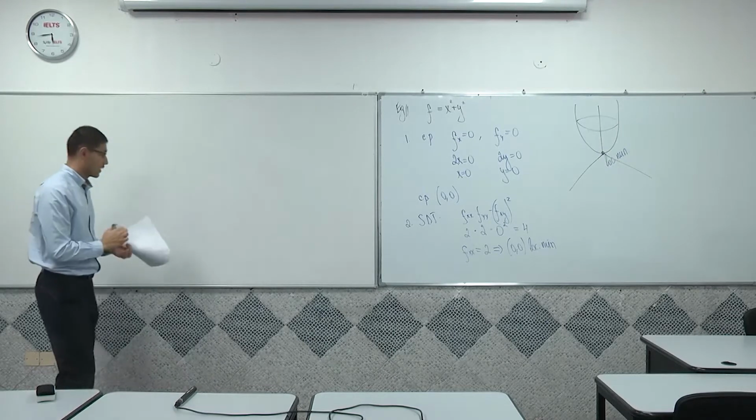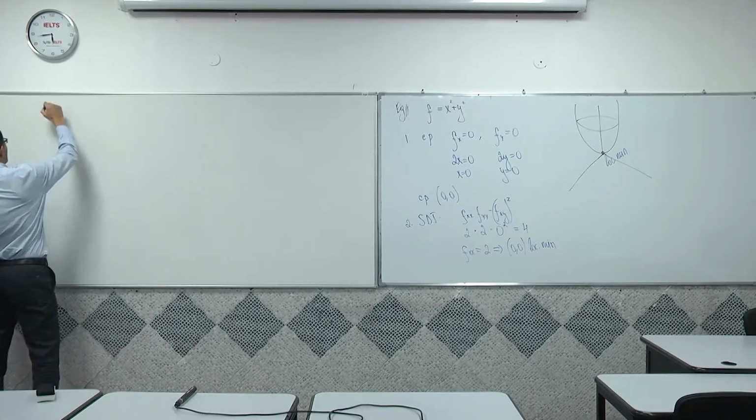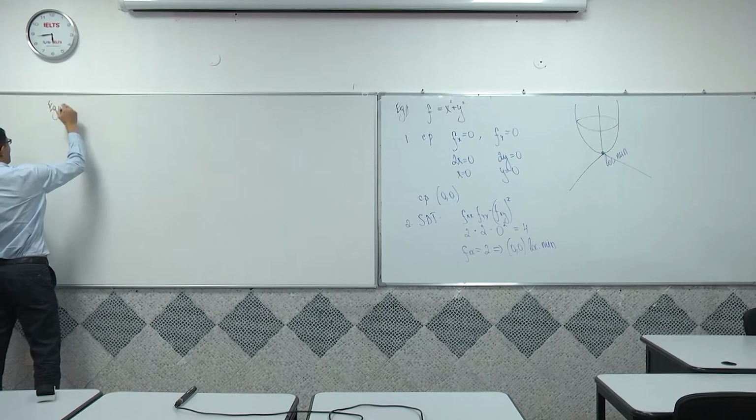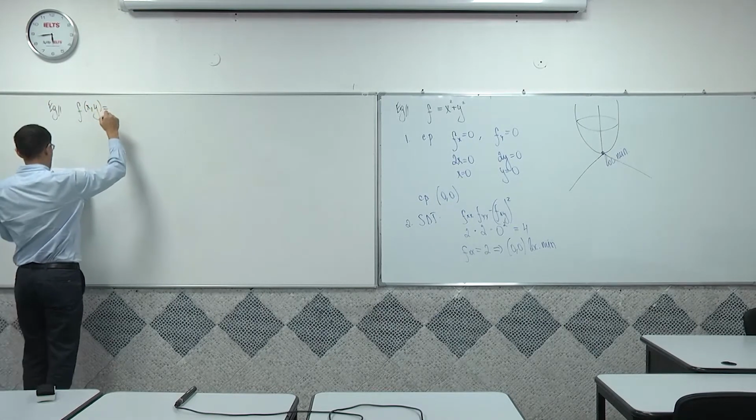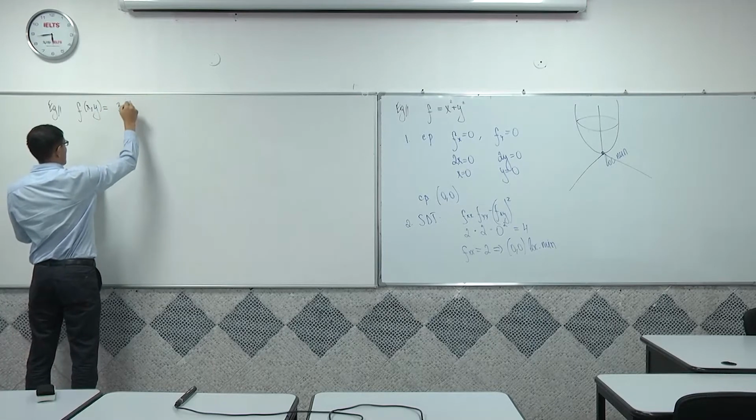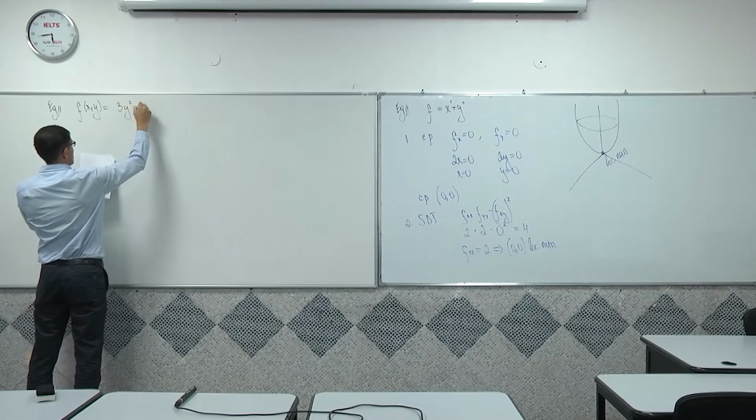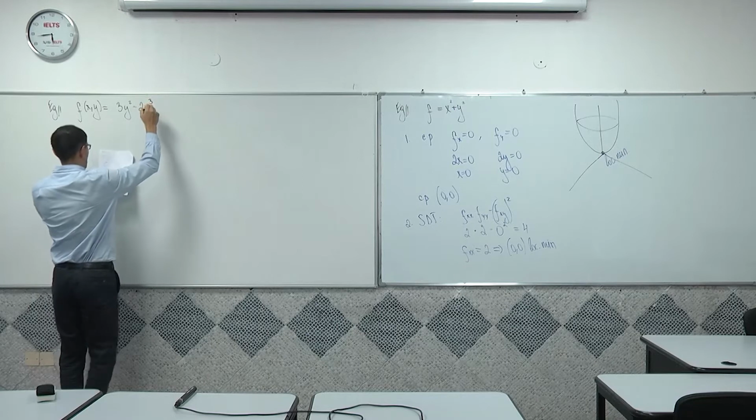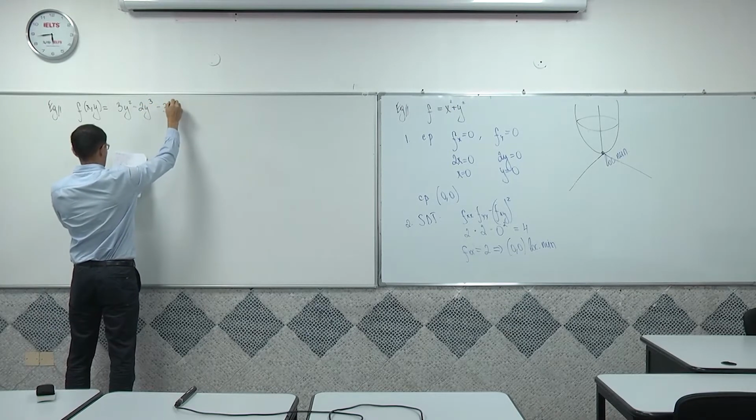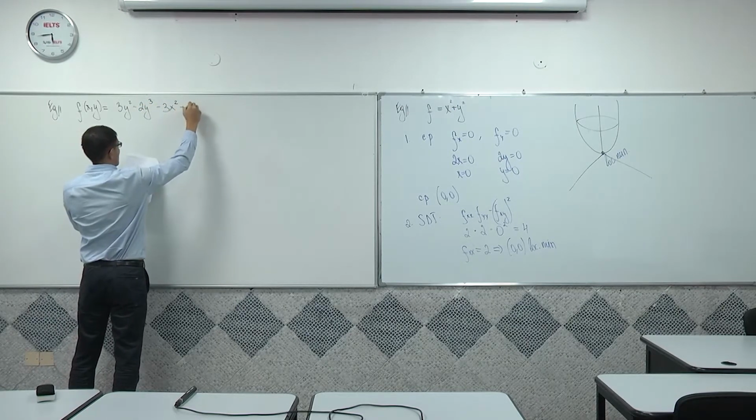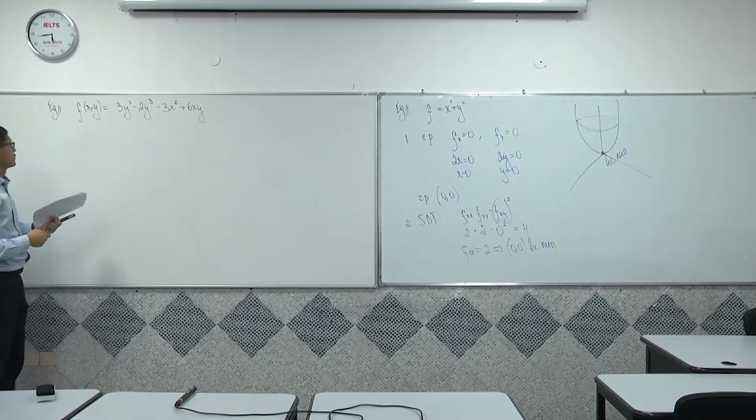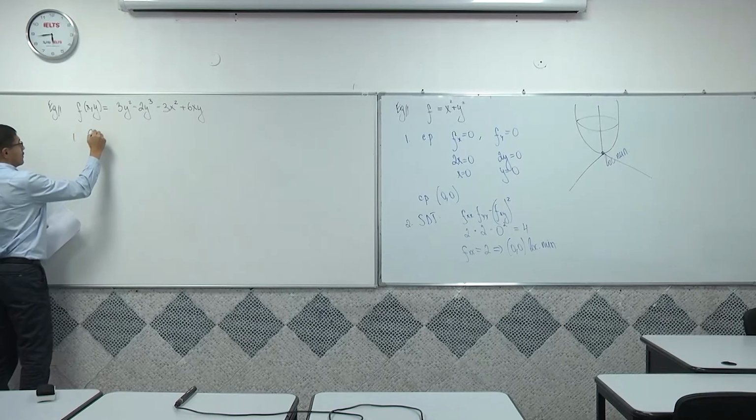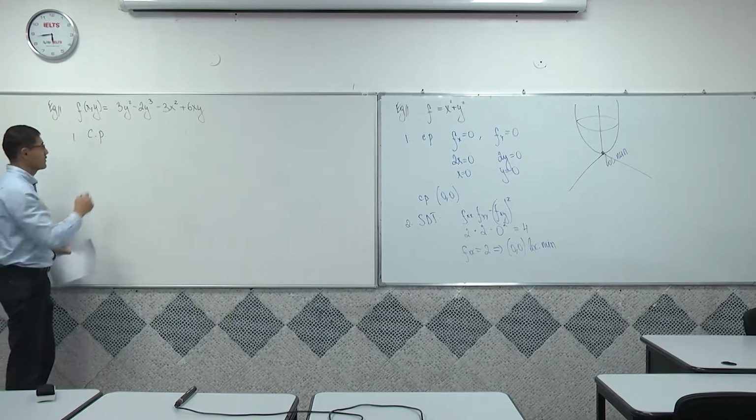All right, so let's look at the function 3y squared minus 2y cubed minus 3x squared. Okay?